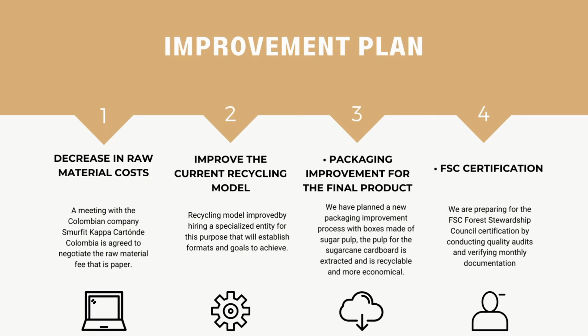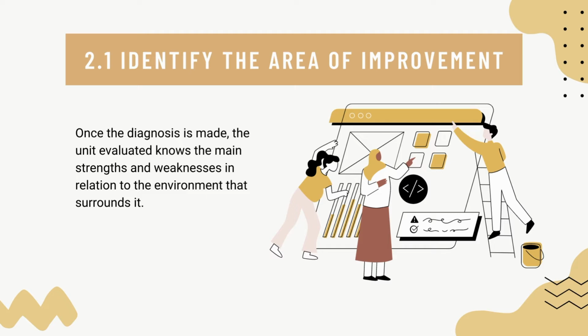Certification: we are preparing for the Forest Stewardship Council certification by consulting with auditors and verifying monthly documentation to identify areas of improvement. Once the diagnosis is made, the unit evaluates costs in the main strengths and weaknesses in relation to the improvement that surrounds it. The key lies in the identification of improvement areas, considering that for this they must overcome weaknesses based on the main strengths.